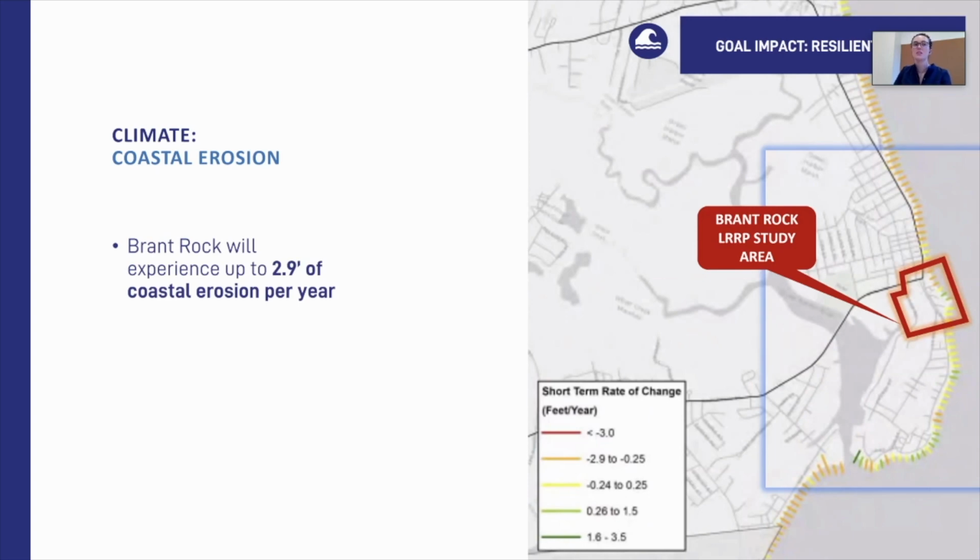Another component that we looked at is coastal erosion. This is a great indicator of how you can tweak and amend your zoning standards, particularly for those businesses that are right up against the beach there. So not surprisingly, the study area experiences up to almost 3 feet of coastal erosion per year. So that's pretty drastic and really impacts what type of businesses are there and want to come to Brant Rock.